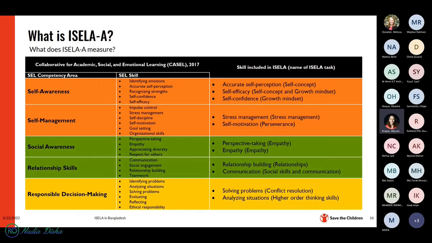And then we also have empathy, perspective taking and empathy, which measures social awareness. We have relationships and social skills and communication, which measure relationship skills. And then we have conflict resolution and higher order thinking skills that measure responsible decision making. So social skills and communication, as well as higher order thinking skills and growth mindset, are all new sections within ISELA for this adolescent adaptation. So for ISELA A.